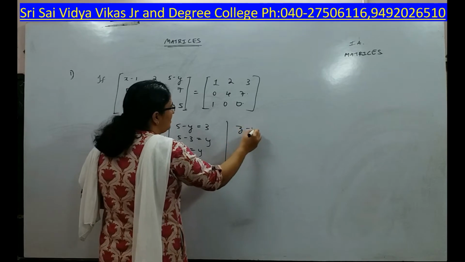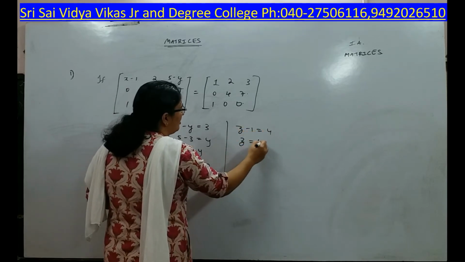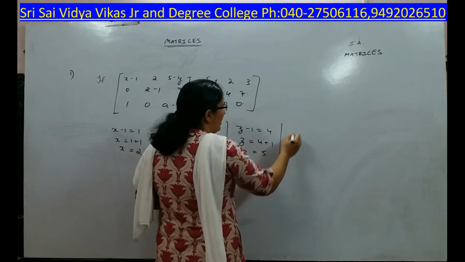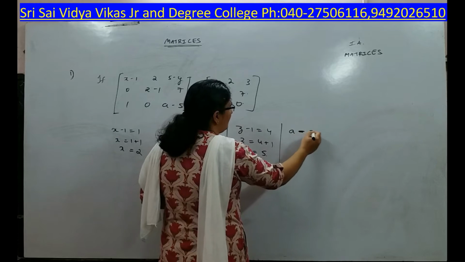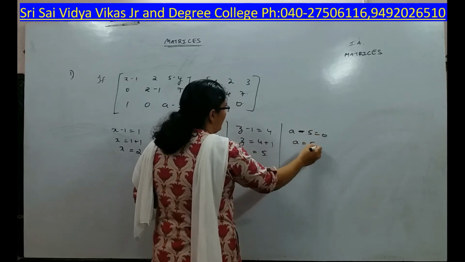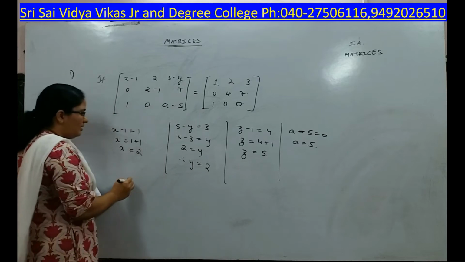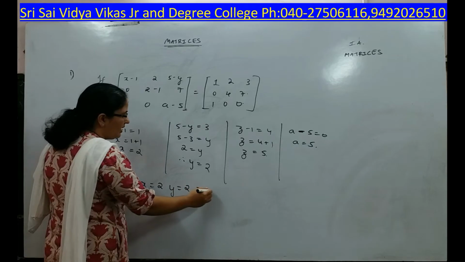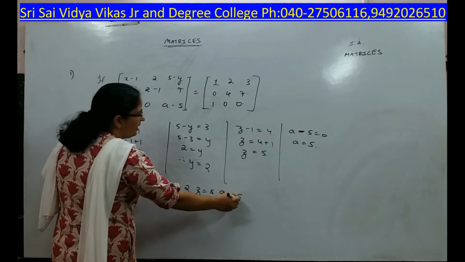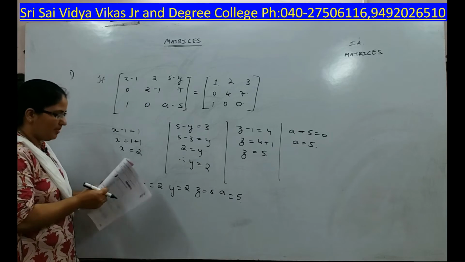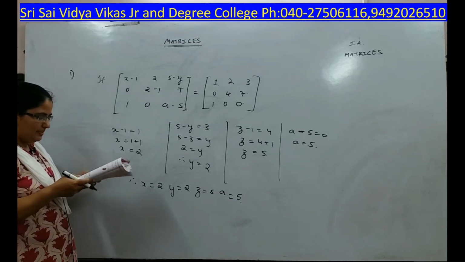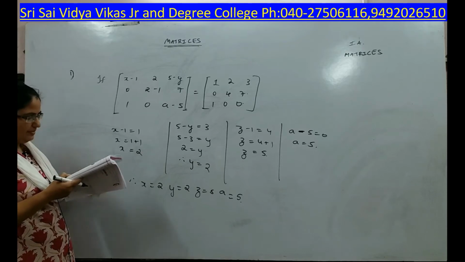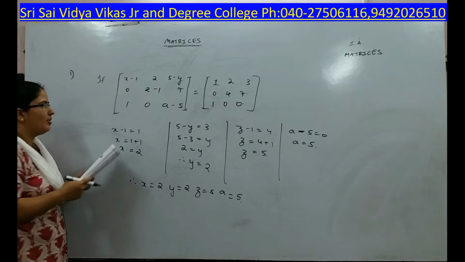z minus 1 is equal to 4, z is equal to 4 plus 1, z is equal to 5. a minus 5 is equal to 0, a is equal to 5. Therefore, x is equal to 2, y is equal to 2, z is equal to 5, a is also equal to 5. That's about this problem. Shall discuss the next problem.